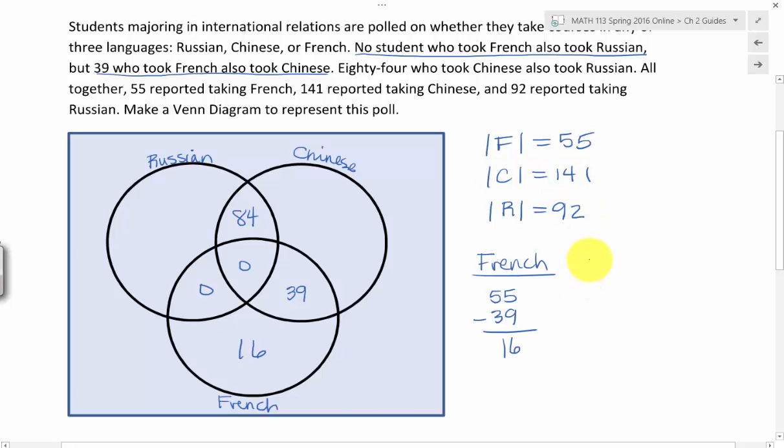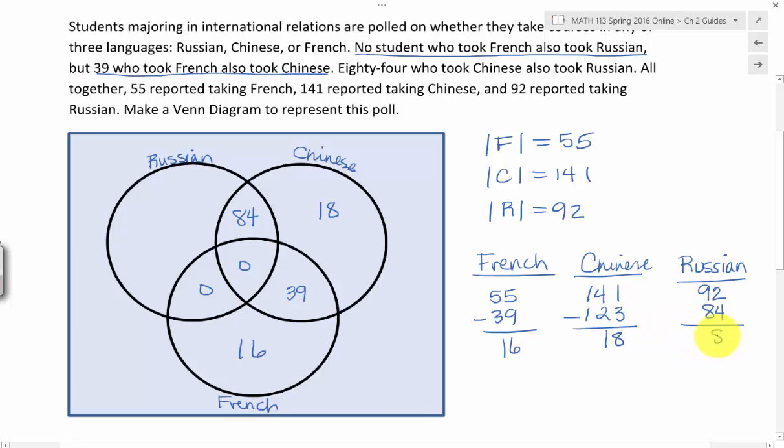Then Chinese, I have 141, and I see that I already have 2 categories of students, which is 123 students, and I need to subtract those. So you get 18 students who are taking only Chinese. And then the Russian students, we had 92 altogether taking Russian, and it looks like 84 were also taking Chinese, so I need to subtract those off. That's going to give me a total of 8 students who are taking only Russian.